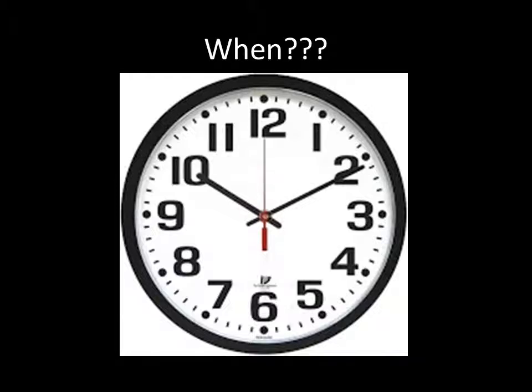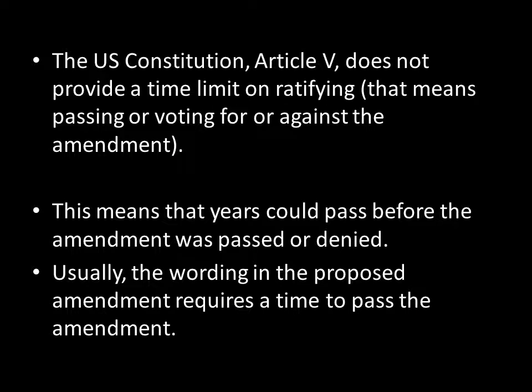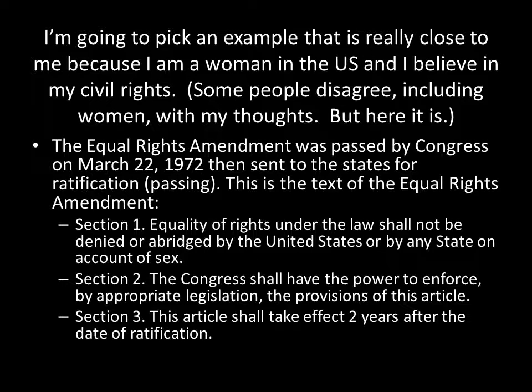When does this happen? The U.S. Constitution, Article 5, does not provide a time limit on ratifying. That means passing or voting for or against the amendment. This means that years could pass before the amendment was passed or denied. Usually, the wording in the proposed amendment requires a time to pass the amendment.